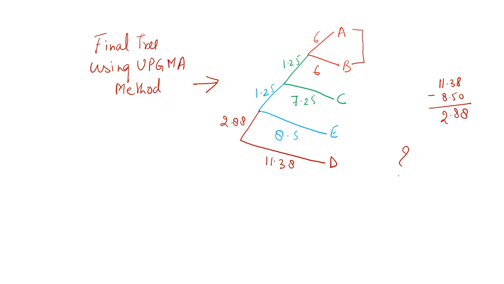I hope you understood this process, how to construct this matrix and how we are calculating these values. These are very important things. The first time you do not need to calculate this value. When the next time you are going to make the branch, then for the value which is coming here, the next branch length, just subtract the previous value from this value, and you will get it. So 7.25 minus 6 is 1.25, 8.5 minus 7.25 is 1.25, 11.38 minus 8.5 is 2.88. So this is the process for completing your UPGMA method for construction of a distance based tree.